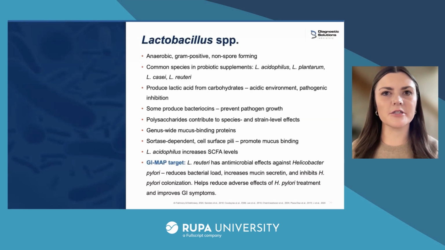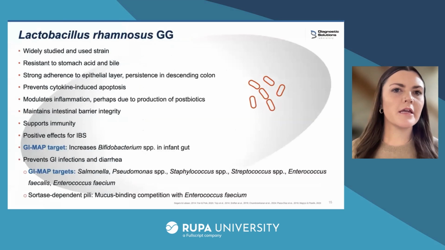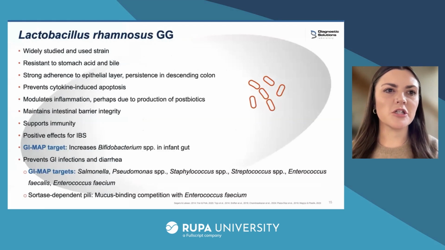And then Lactobacillus reuteri has antimicrobial effects against H. pylori. So it can help to reduce the overall bacterial load of H. pylori. It can increase mucin secretion, and it can also help to reduce side effects from antibiotic treatment, as well as improving GI symptoms.